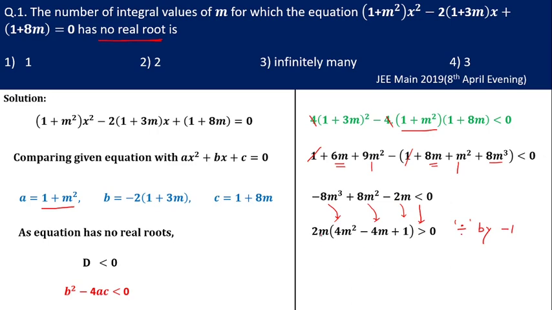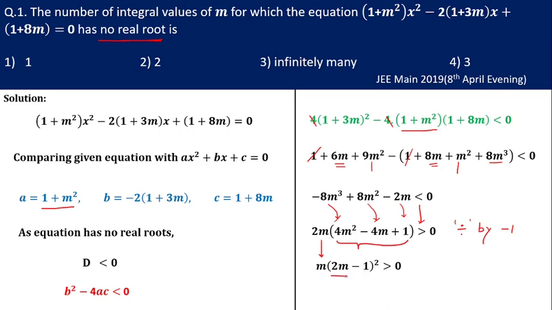Now in the next step, you can take 2 to the right hand side, and for this bracket, you can write the perfect square of 2m minus 1. So this becomes m into (2m minus 1) the whole square is greater than 0. Now try to understand: if the product of two terms is greater than 0, then either both must be positive or both must be negative.